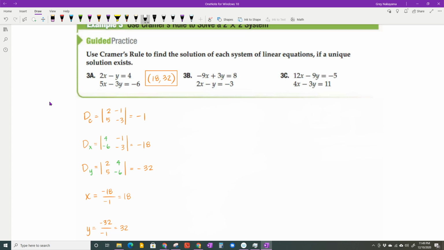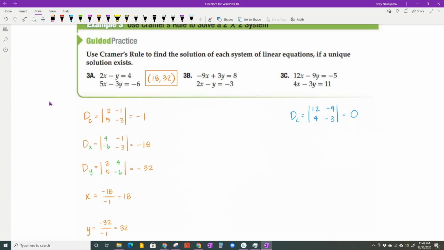Okay, this other one, I'm going to skip 3B and go to 3C, because when I set up my determinant of my coefficients, my X coefficients are 12 and 4, my Y coefficients are 9 and -3, and when you calculate downhill minus uphill, you get 0. So if you ever calculate the determinant of the coefficients, y'all, it doesn't matter about the other ones. That's why you always want to start with that one.